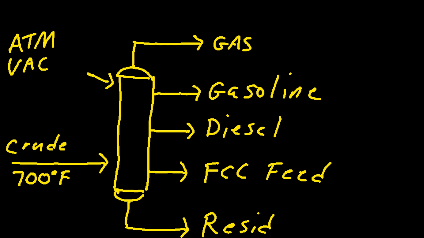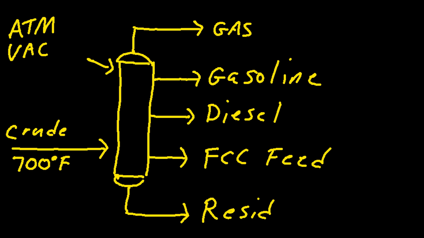Refreshing our memory on our last discussion, we finished off with a diagram that looked like this. This was a simplified schematic of a crude unit that represents both an atmospheric distillation column and a vacuum distillation column, where we draw a number of streams. We drew a gas stream at the top, which was the lowest boiling stream drawn off that unit, followed by gasoline, which is lower boiling than diesel, which in turn is lower boiling than cat feed, which finally is lower boiling than resid.